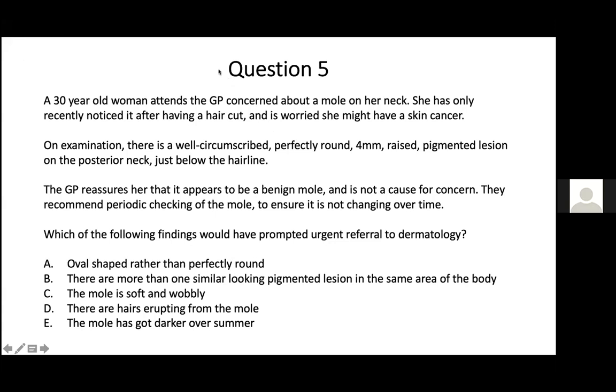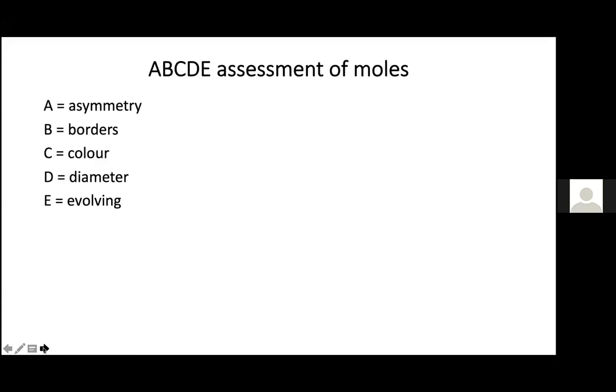Wonderful, thank you for answering. Again, most of you guys getting the correct answer with a few spread over the other answers here. So what have we got here? We've got a worried lady with a mole. So let's revise our criteria for assessing moles.